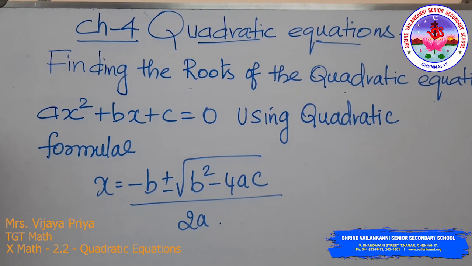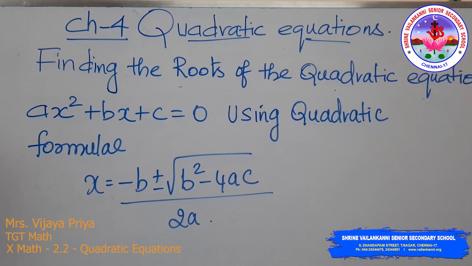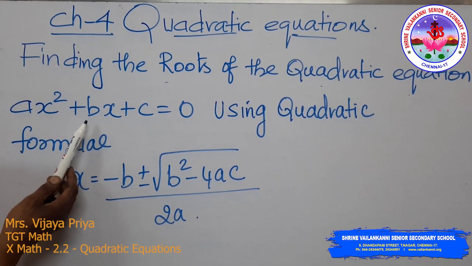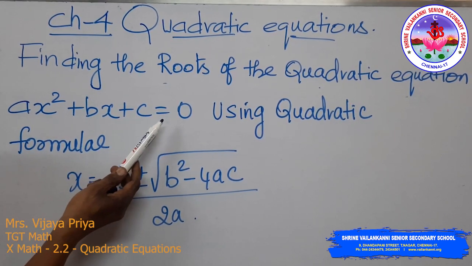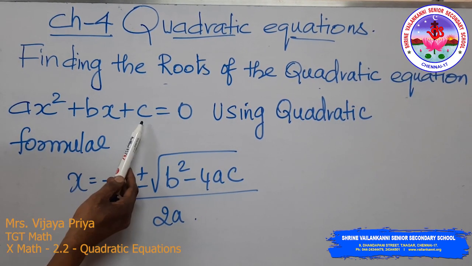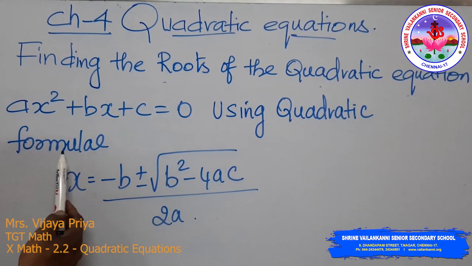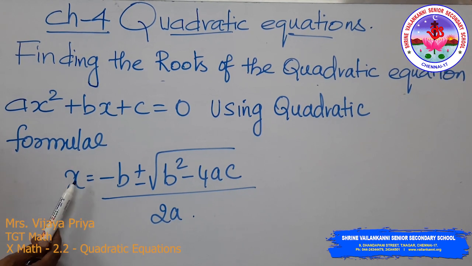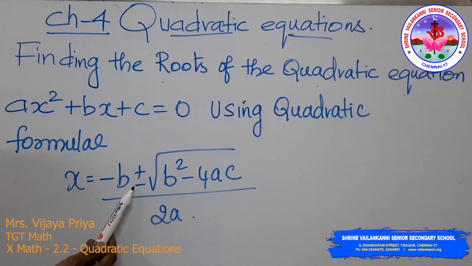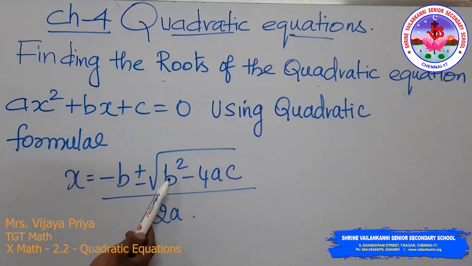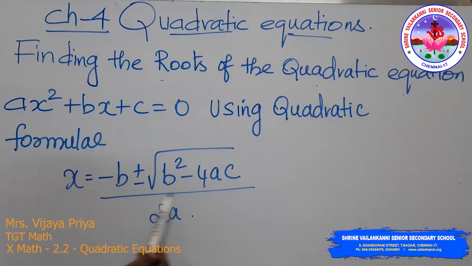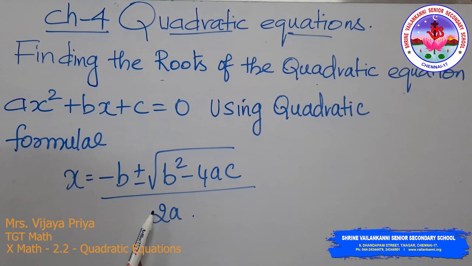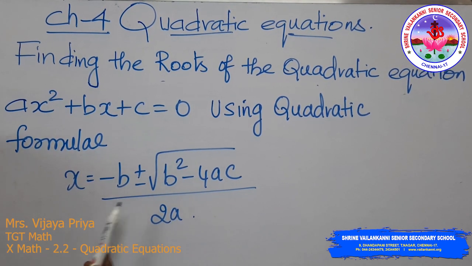Good morning students. Today we are going to see in quadratic equations how to find the roots of the quadratic equation ax squared plus bx plus c is equal to 0, using the quadratic formula method. The quadratic formula is x is equal to minus b plus or minus square root of b squared minus 4ac by 2a, which you have studied earlier. So I am going to do it using this method.